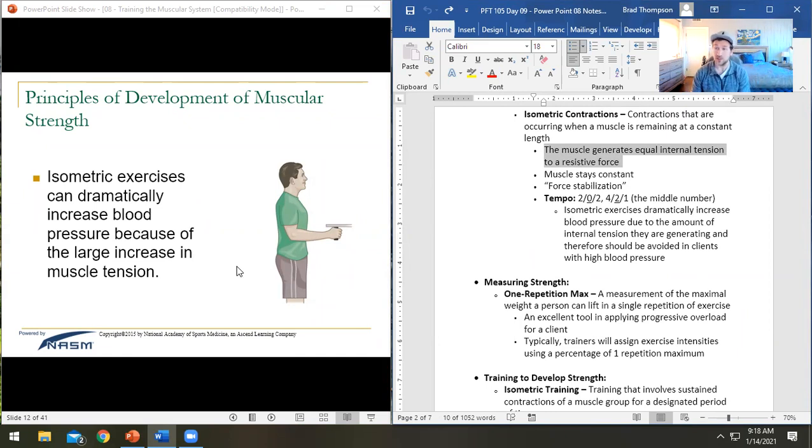Now, this is another really important type of contraction, depending on what your goals are. For the most part, isometric contractions don't really have much to do with muscular growth. You're not going to make your legs bigger by doing a wall sit. You're not really going to grow your abs by doing planks. I love wall sits. I love planks. They are both amazing exercises, but they're not used for muscular growth. What they are really good at is teaching your muscles how to hold and stabilize in a specific position.